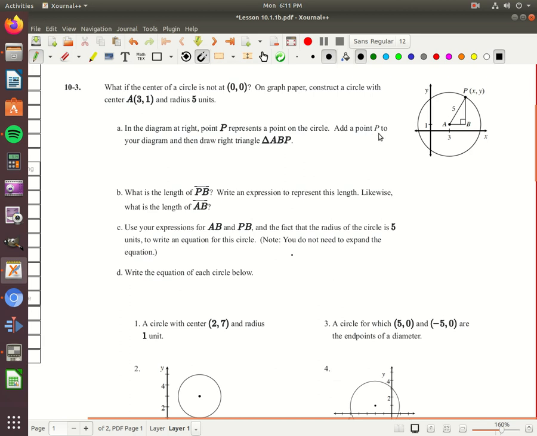Add a point P to your diagram and then draw a triangle ABP. You can see this has all been done for me. It asks, what is the length of PB? Well, the length of PB is interesting. It's whatever y is. Remember, this goes over x and up y. So this is a distance of y right here. But you can see I've already taken 1 out of it. So PB has a distance of y minus 1.